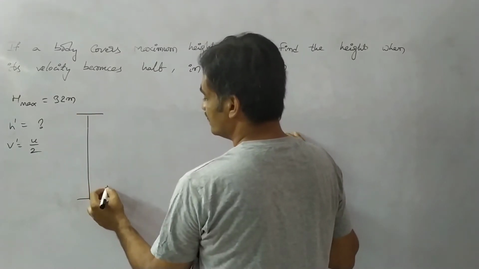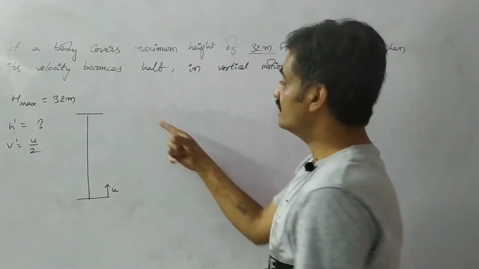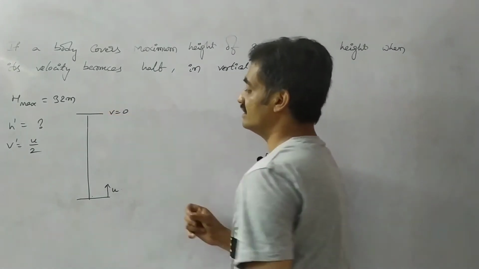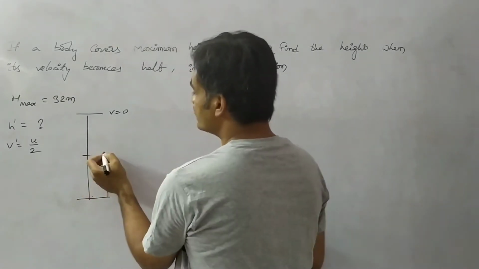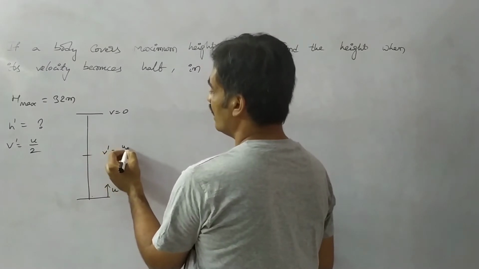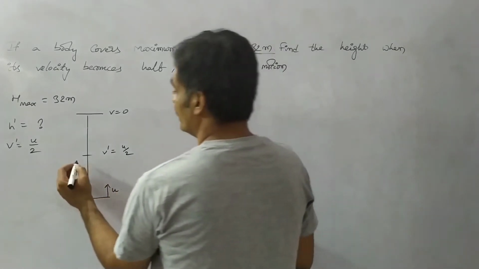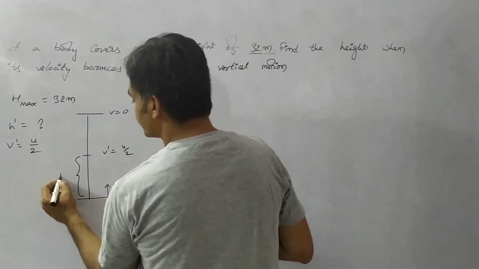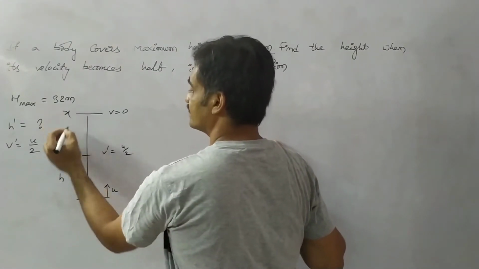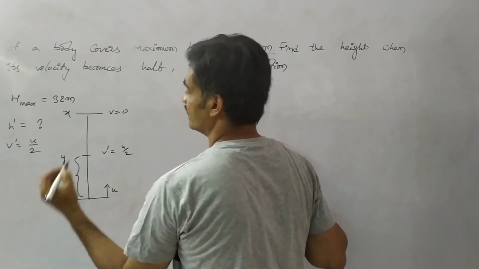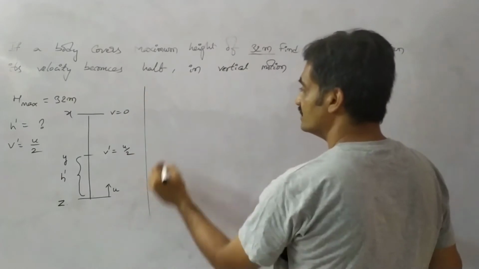Let us consider the body is being projected with a velocity in the upward direction. So here its final velocity is 0. Now here let us consider a point where its velocity becomes half of the initial velocity. Based on that, now we have to find this height h. In order to find this, let us consider 3 points as x, y, and z.